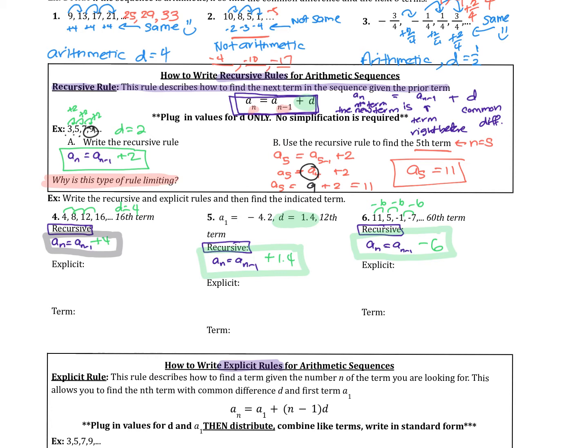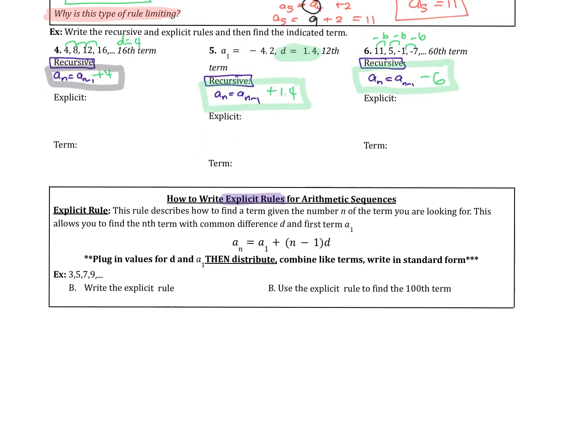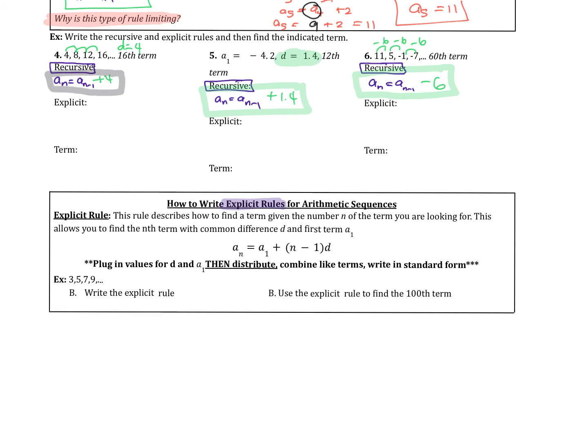That seems like it would be a much more efficient and a much better way to find a specific term. And that leads us to the idea of an explicit rule. Explicit rules allow us to find a particular term by simply plugging in that number. So if I wanted the 100th term, I would plug in 100 for my n value. So we need to figure out how we actually write an explicit rule for an arithmetic sequence. Remember, everything we're doing today is for patterns where we are adding or subtracting the same number to get from one term to the next.